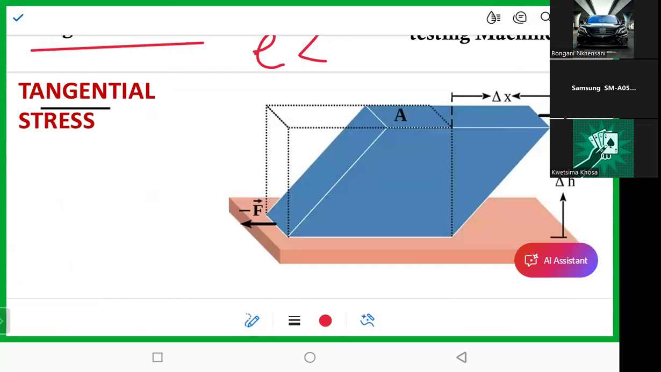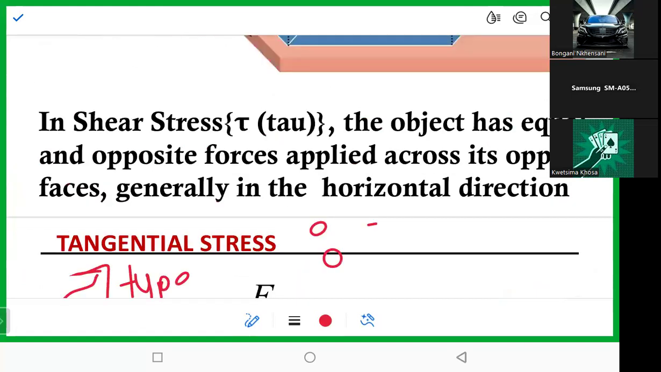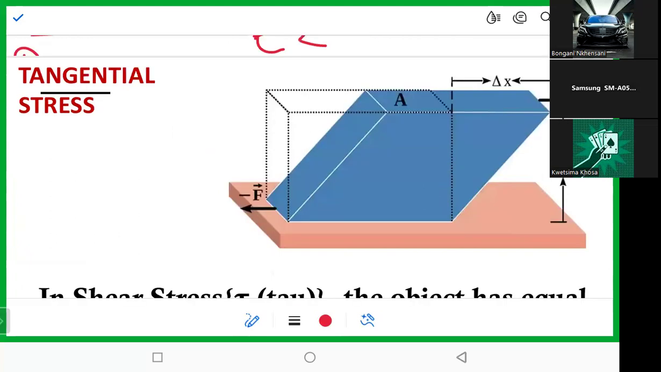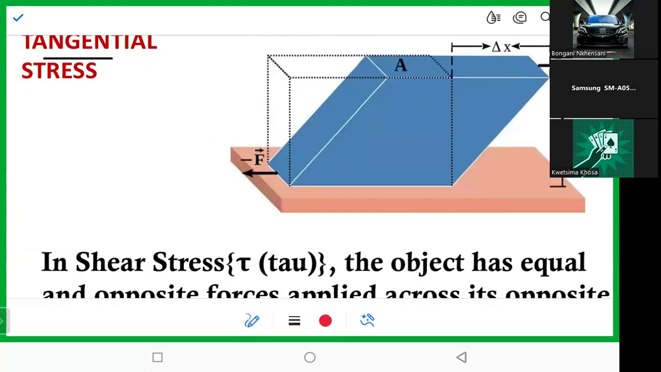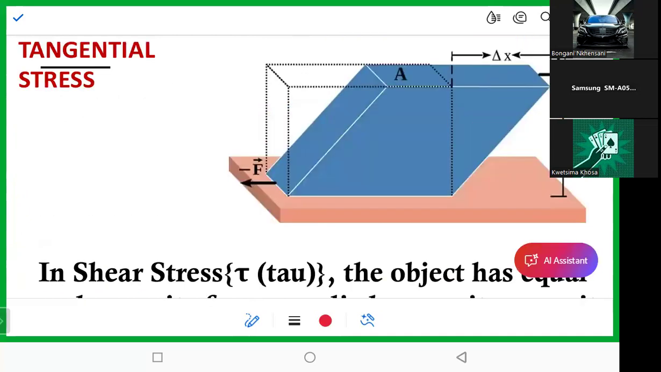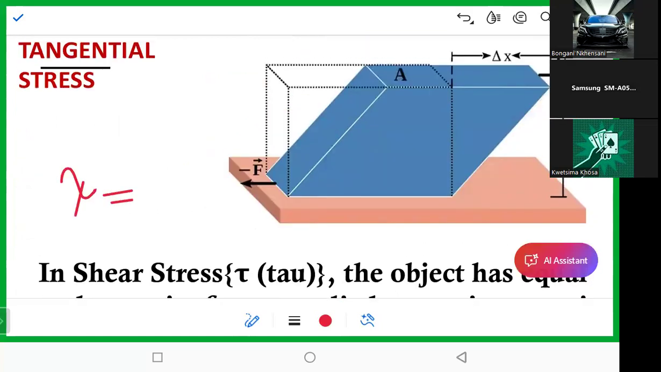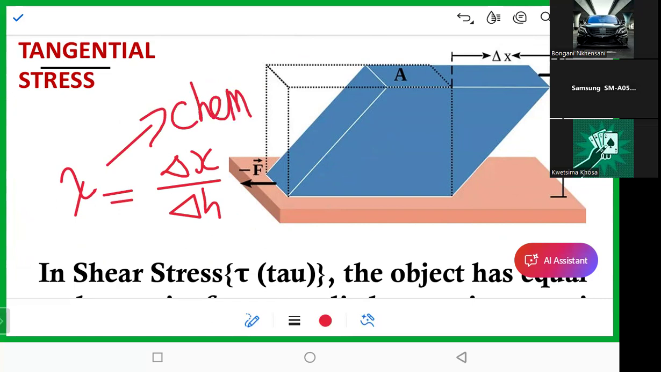No, there are three types of stress. We have tangential, we've got shear stress, and we also have bulk stress. So with tangential stress, the formula is what? I think the formula will be change in x over change in e. So here we're experiencing a change in height for tangential stress. You must know the formula.